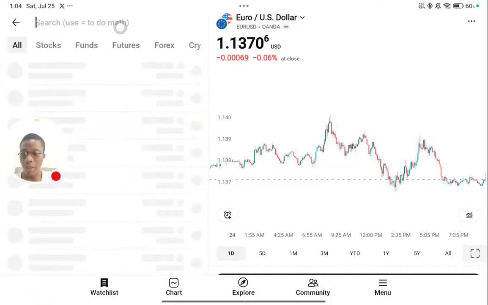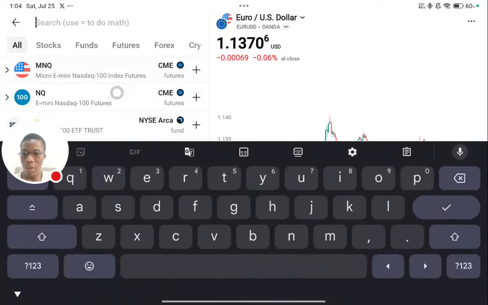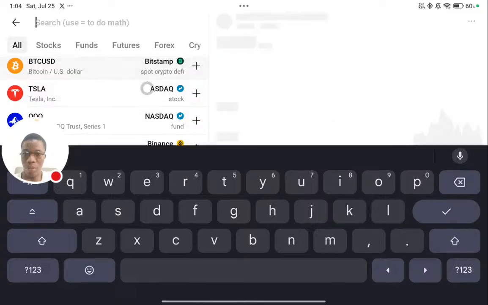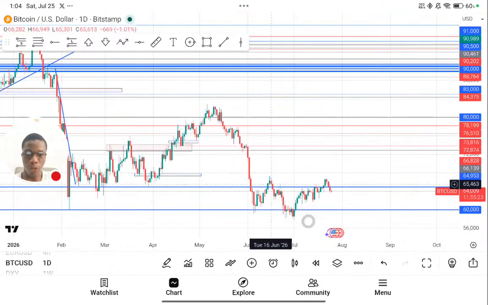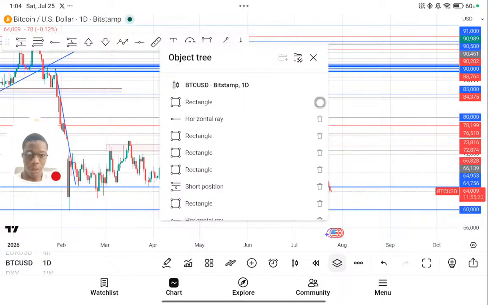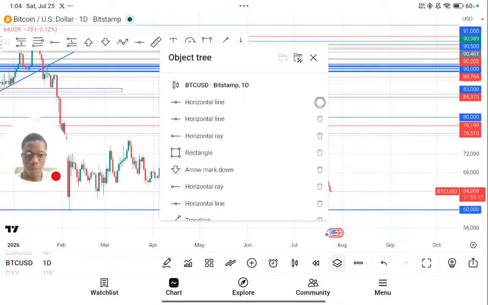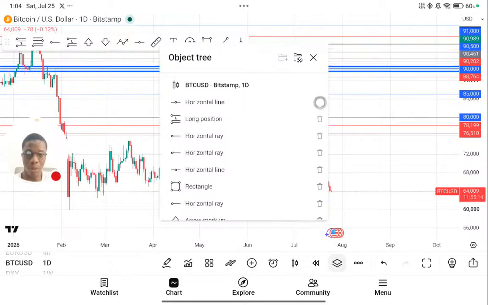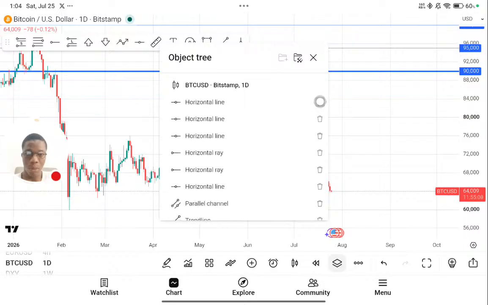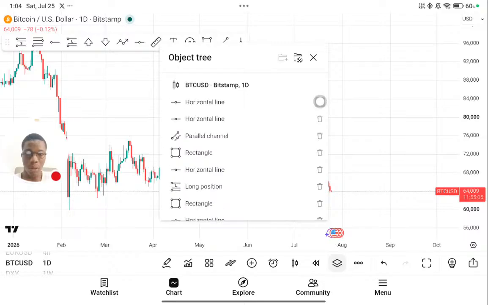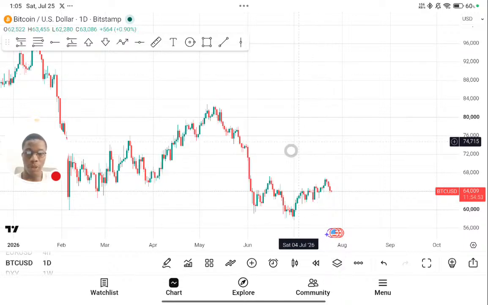Remember where I showed you, you just come here and press plus. Let's look at Bitcoin, for example. Bitcoin currently is moving, so we'll go from the daily. I'm going to delete everything that's there. If you want to delete stuff you put on the chart, you just come to your layer button here and delete, and we'll have a clean chart.